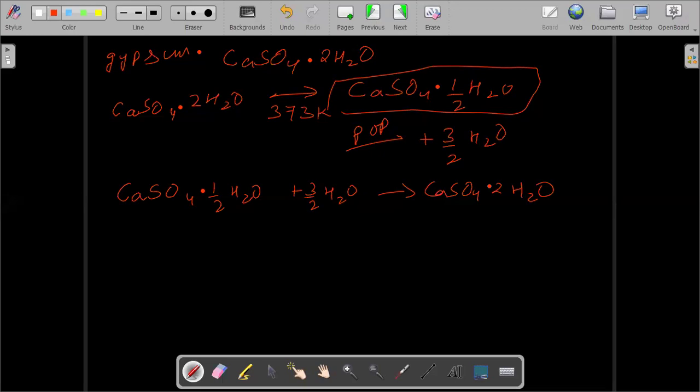Anyone having any other doubt? Sumukh, is your doubt clear? Yes, sir. Sir, where is gypsum used more? Gypsum finds its application mainly in the manufacture of POP.